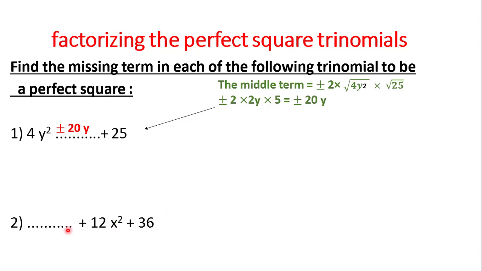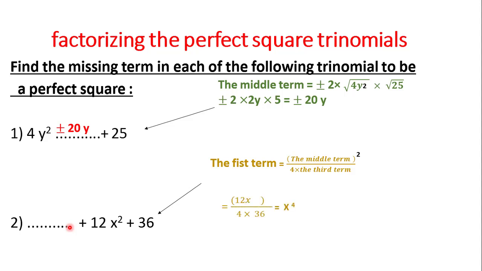Number 2, the missing part here is the first term. We said the first term equals middle term power 2 over 4 times the third term. Let's calculate. So we have 12x power 2, this is the middle term, power 2, over 4 times the third, which is 36. The result will be x to the power 4. So the first term here is x to the power 4.